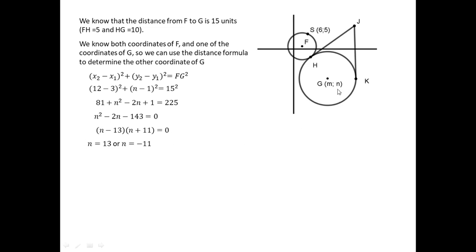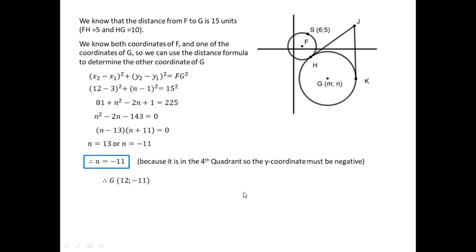Bear in mind that n is a y coordinate in the 4th quadrant. What do we know about all the y coordinates in this quadrant? They're all going to be negative. So our answer cannot be positive 13 because this y coordinate cannot possibly be positive 13. So it must be negative 11. There we go. Oh, another blue box. How exciting. So that means the coordinates of G are 12 and negative 11.